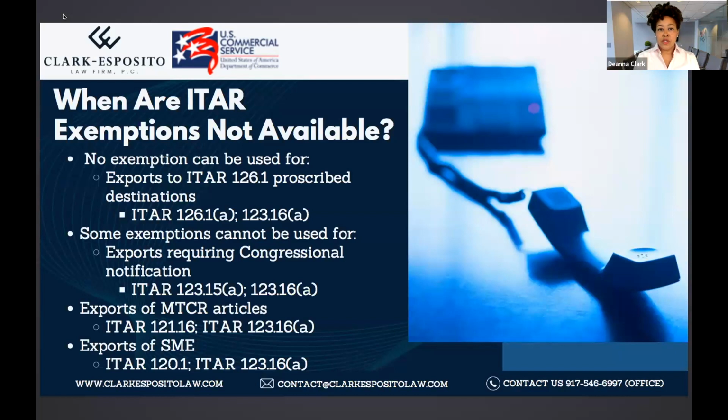Now, ITAR exemptions are not always available. So no exemption can be used for ITAR exports under section 126.1 to prescribed destinations. And some exemptions cannot be used for exports requiring congressional notification, exports of MTCR articles, or exports of SME.